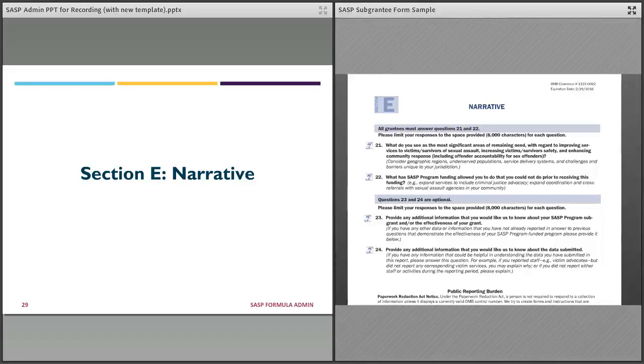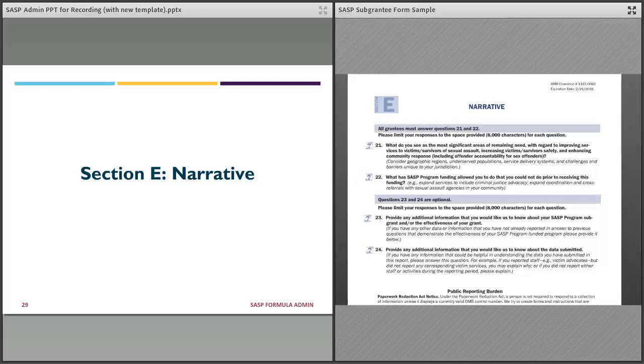Grantees might also consider writing about geographic regions, underserved populations, service delivery systems, and challenges or barriers unique to their jurisdiction. For question 22, check a subgrantee form to see that the subgrantee has written about what SASP Formula grant funds have enabled their agency to do that they could not do prior to receiving this funding. For example, a subgrantee could write about expanding services to include criminal justice advocacy or expanding coordination and cross-referrals with sexual assault agencies in their community.